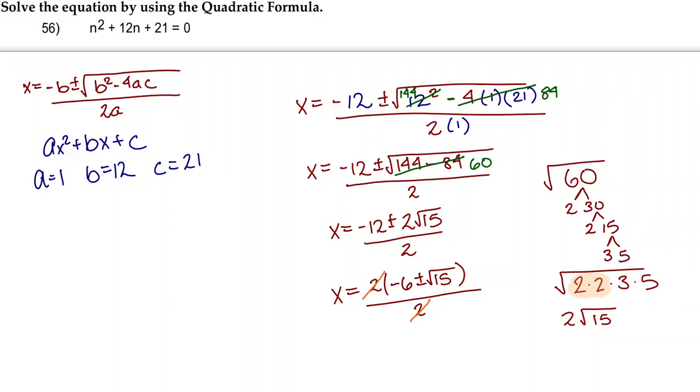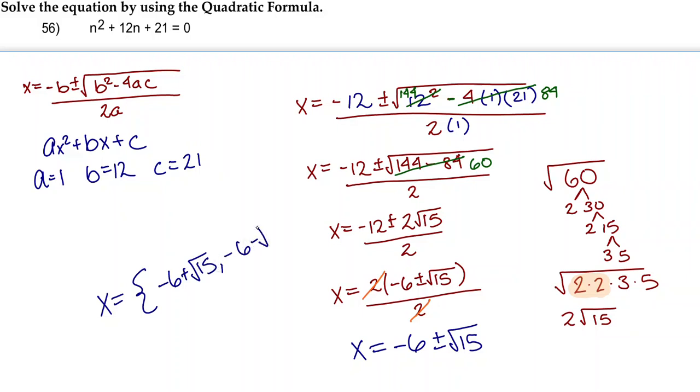You do have to make sure that it is a complete factor in and of itself before you cancel it out. So it looks like we're left here with x equals negative 6 plus or minus the square root of 15. You might see the answer like this on your test, or you might see it like this. It all just depends on how your professor writes the answer, but these both mean the exact same thing.